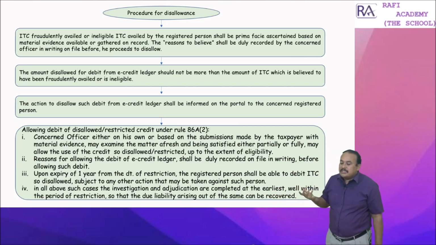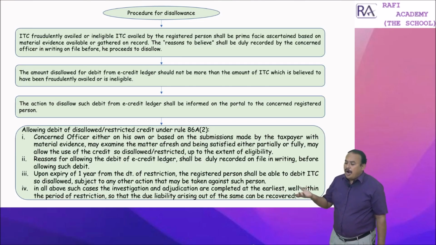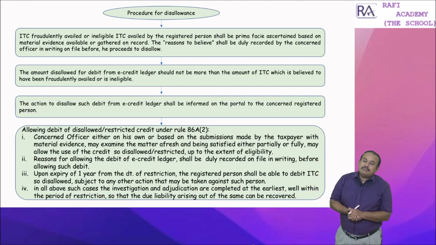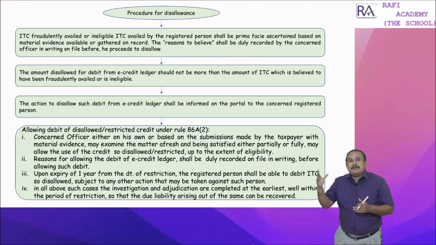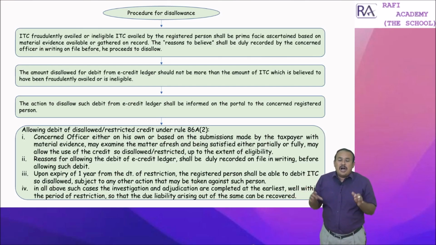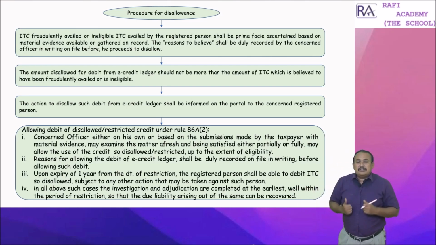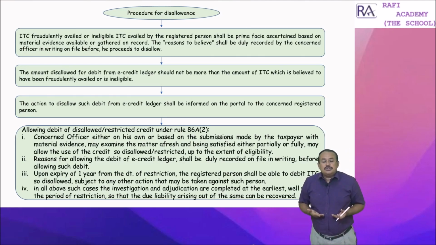In all the above cases, the investigation and adjudication are to be completed at the earliest, well within the period of restriction, so that the due liability arising out of the same can be recovered. Meaning thereby, the taxpayer is permitted to utilize the input tax credit if material evidence has been submitted and the department is satisfied. Otherwise, after 1 year of the disallowing debit from the electronic credit ledger, the taxpayer can avail that credit if no substantial evidence has been produced by the officer to disallow that credit.